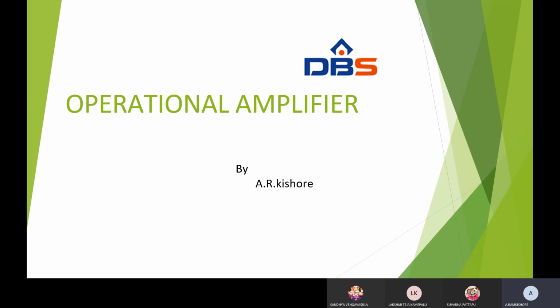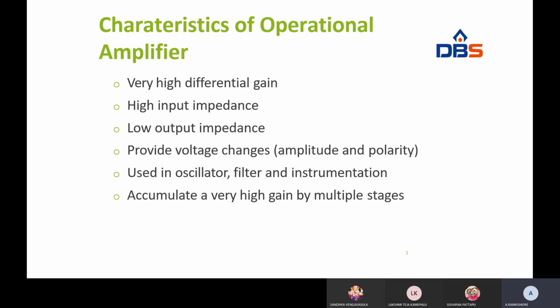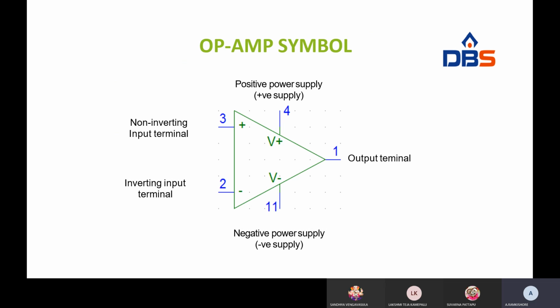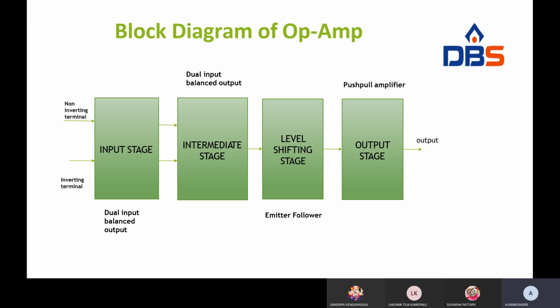So here we also have the operational amplifier introduction. As we already saw, it is a direct coupled amplifier. The operational amplifier is a versatile device that can be used to amplify DC, AC as well as input signals, and was originally designed for that. The characteristics of the op amp are very high differential gain and high input impedance. Then the op amp symbol with non-inverting and inverting terminals, the basic information of two input terminals, one output terminal, and two power supply terminals plus V and minus V, and the block diagram of the op amp.